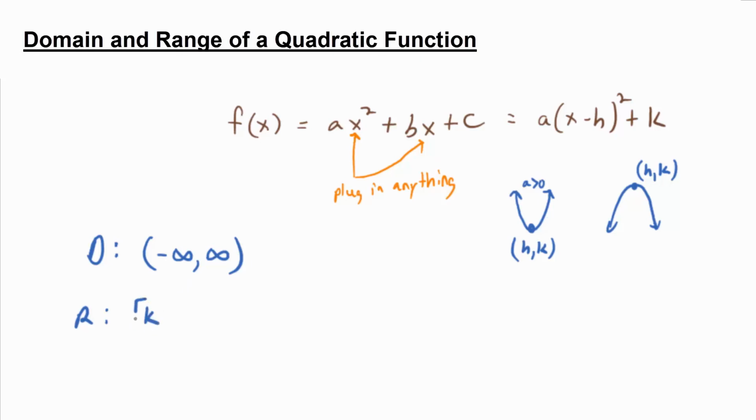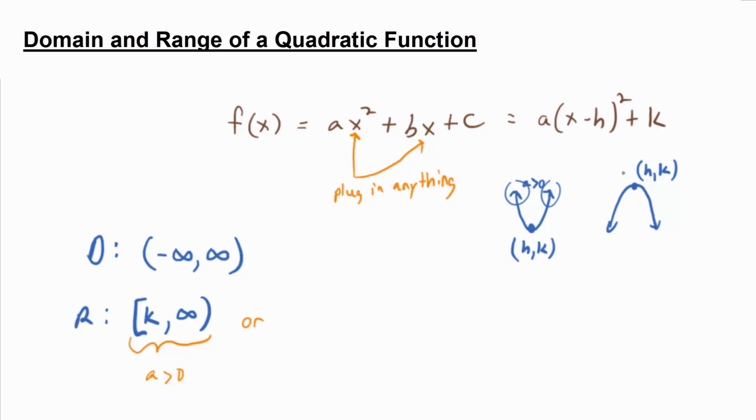And it actually gets to it. So I would use a bracket if I'm using interval notation. So if it opens up, then the range goes from k. Does it keep going up? Yeah, look at the arrows. It keeps going up to infinity. Now that's if a is bigger than 0, right? If it opens up.